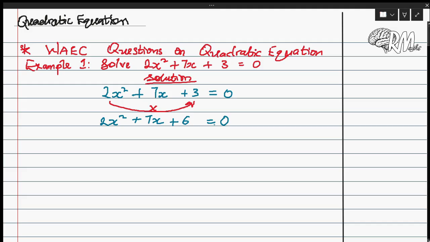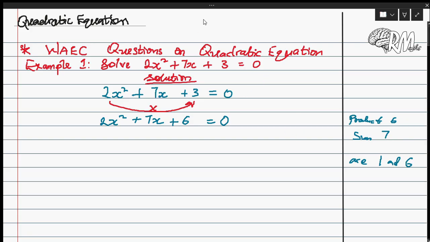Now the next thing, I can factorize it. I'm going to look for two numbers, just like how we have been doing, whose product is 6 and the sum is 7. So can you see? The two numbers are 1 and 6. If I multiply, 1 times 6 gives me 6, and 1 plus 6 gives me 7. So the two numbers are 1 and 6.